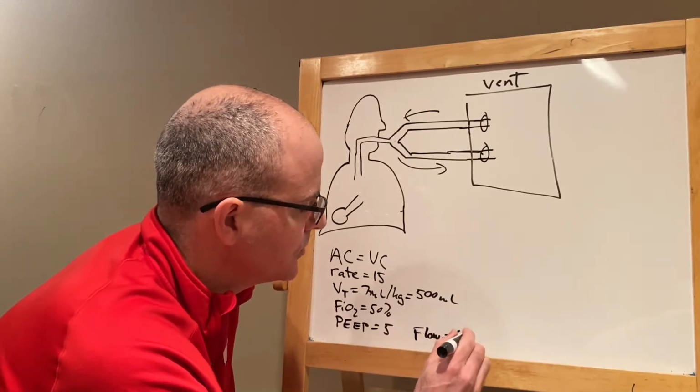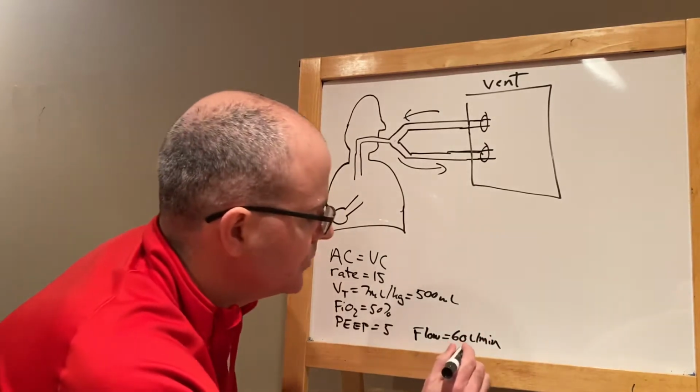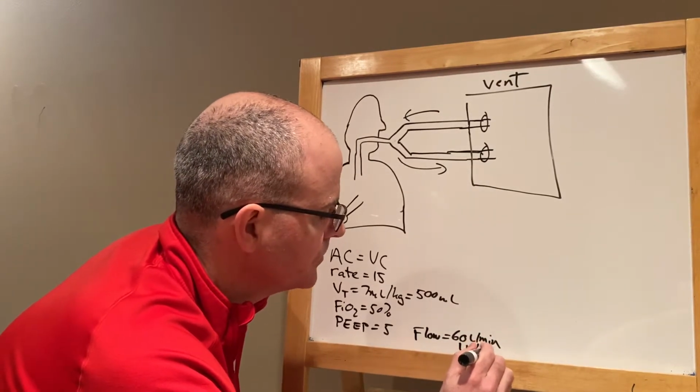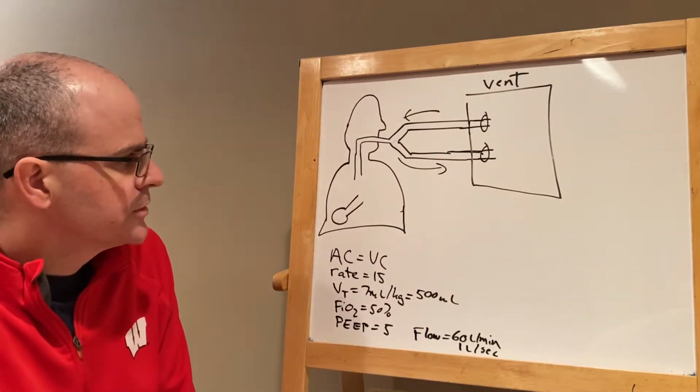Typical flow rate might be something like 60 liters per minute, which I think you can appreciate would be the same as 1 liter per second. Okay. So let's kind of go through how this will work.